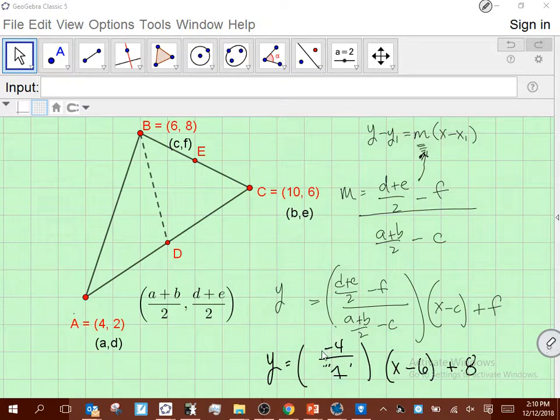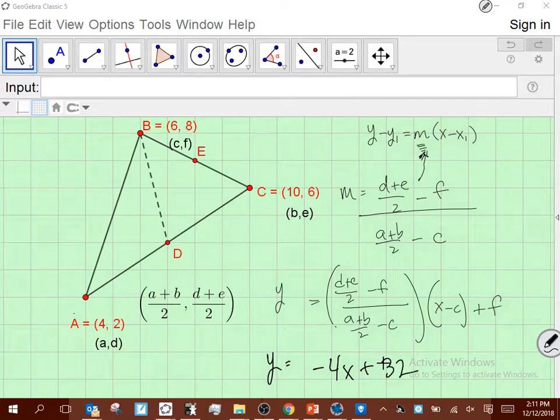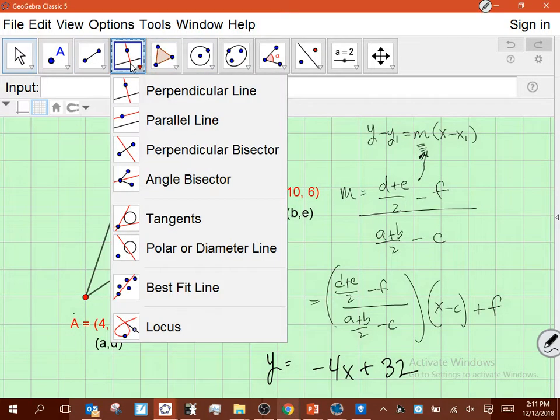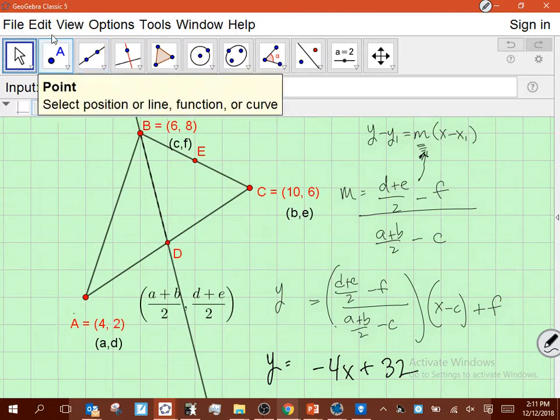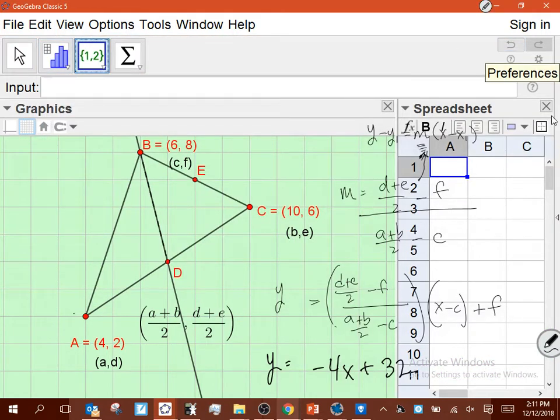So what's negative 4 divided by 1? Negative 4. What's negative 4 times X? Negative 4X. What's negative 4 times negative 6? 24. So I get negative 4X plus 24. Was it plus 24? Plus 8 is, that should be a 32, right? I'm going to put a line in here real quick because GeoGebra will allow me to ask what the equation of this line is.